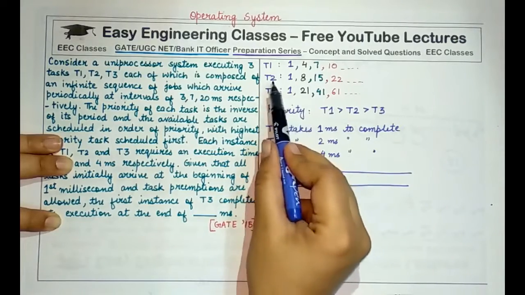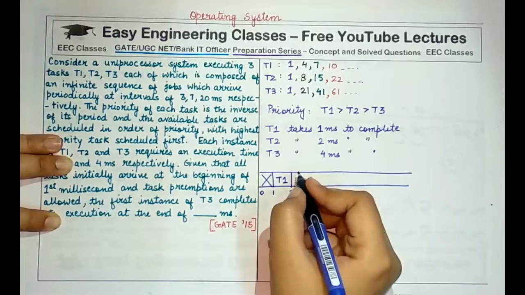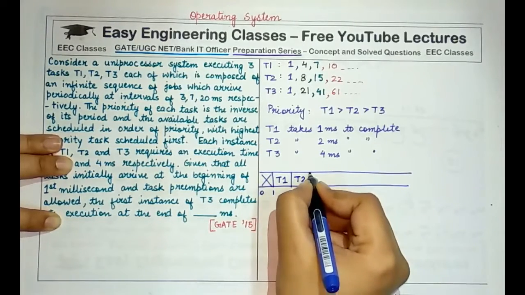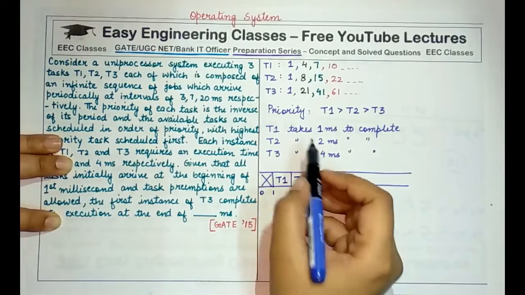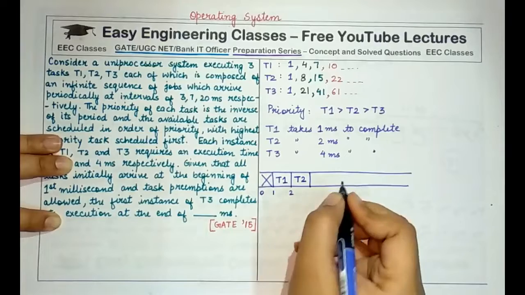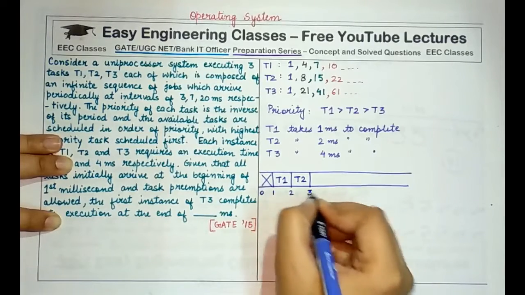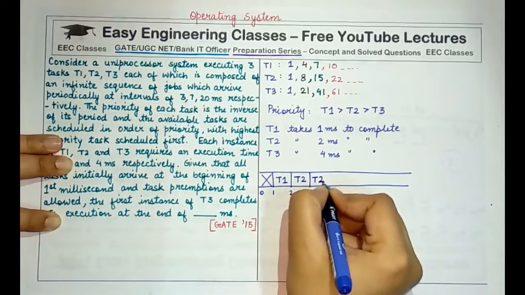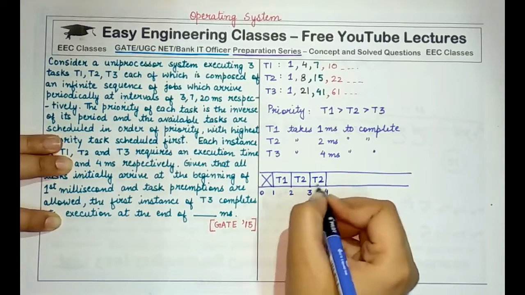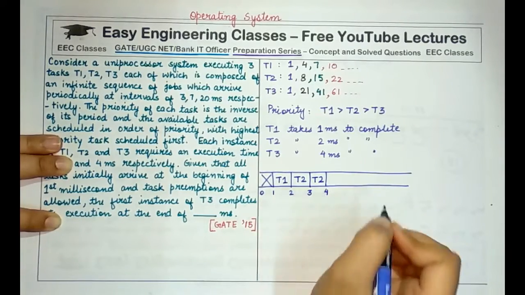Okay. So T2 has higher priority. So we'll schedule T2 here, the first instance of T2. And since T2 requires 2 milliseconds to complete, that is 2 to 3 and another millisecond, the first instance of T2 would be completed by 4 milliseconds.